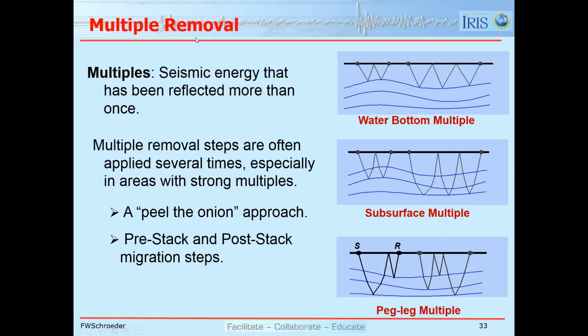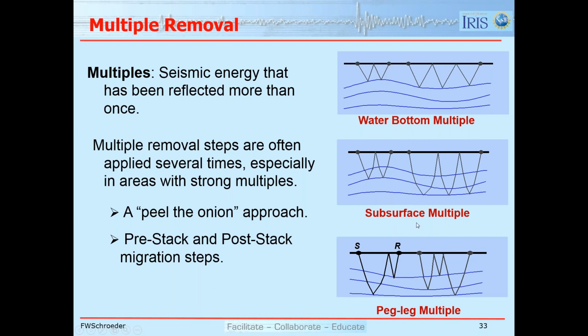We also can have multiples in our data set. A multiple is where seismic energy has been reflected more than once. Another way to say it is that there is more than one downgoing path and one upgoing path. So here we have a water bottom multiple: one path down, one path up. It hits the air-sea interface, reflects back down, second path down, second path up. And so that's a water bottom multiple.